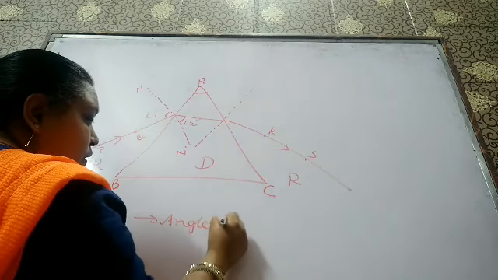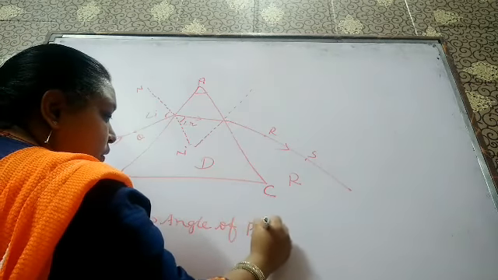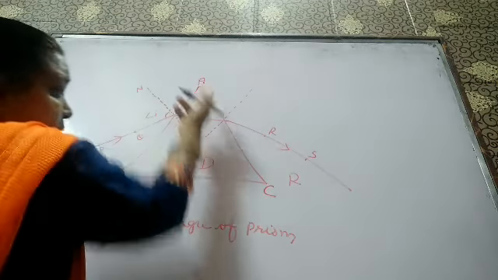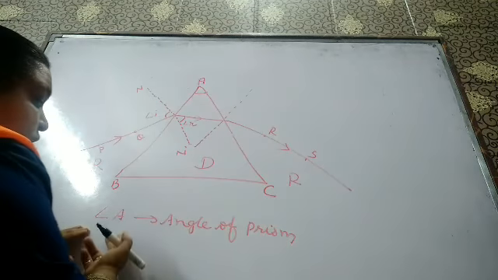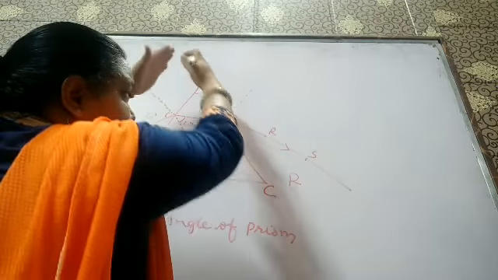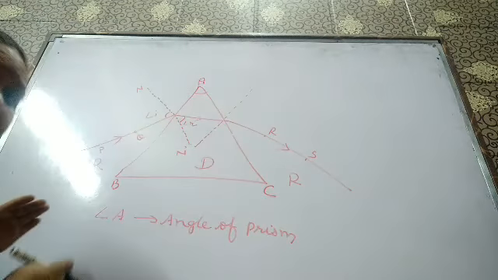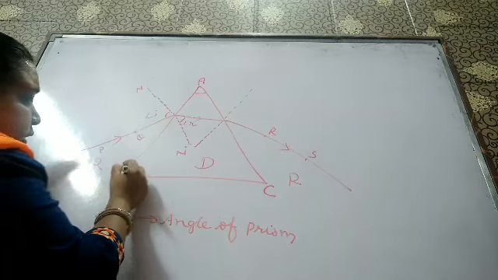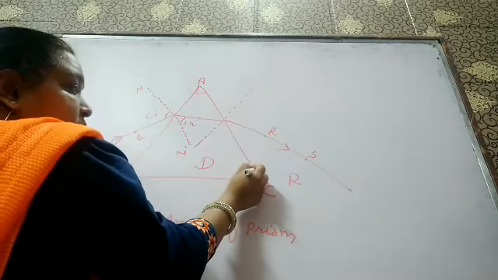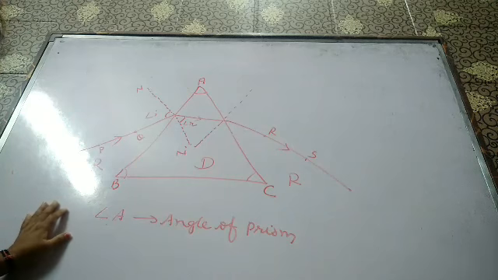Since we have taken two lateral surfaces AB and AC, angle A is the angle of prism. The angle formed between these two surfaces, angle BAC, is the angle of prism. If I take these two, then this will become the angle of prism. If I take these two, then angle C will become the angle of prism.